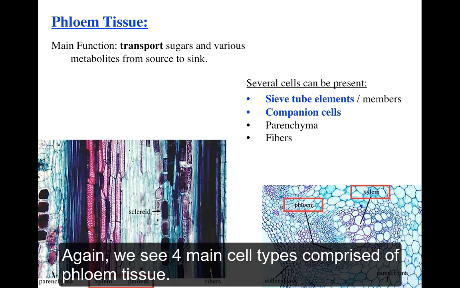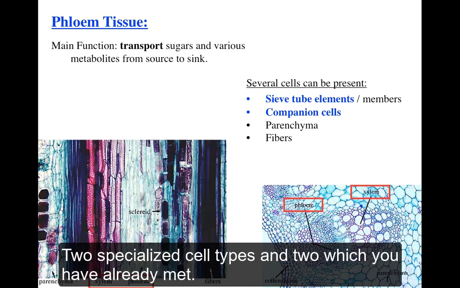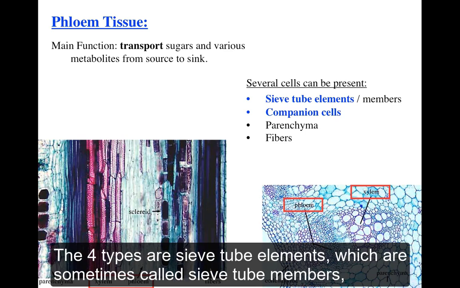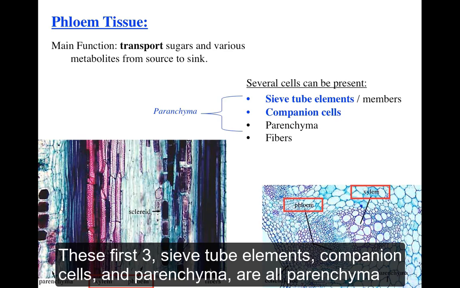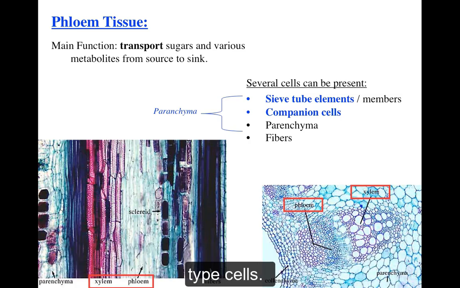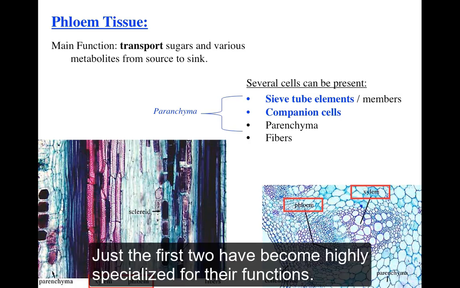Again, we see 4 main cell types comprise the phloem tissue. 2 specialized cell types and 2 which you've already met. The 4 cell types are sieve tube elements, also sometimes called sieve tube members, companion cells, generalized parenchyma cells, and fibers. These first 3, sieve tube elements, companion cells, and parenchyma, are all parenchyma-type cells. Just the first 2 have become highly specialized for their functions.